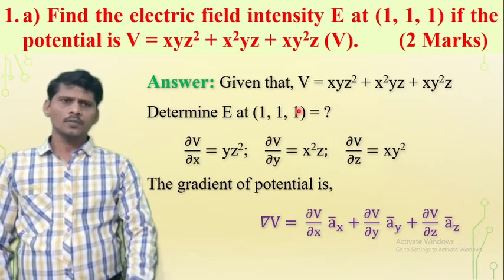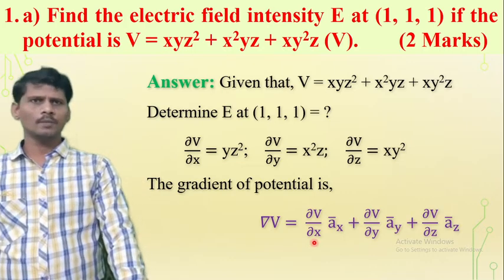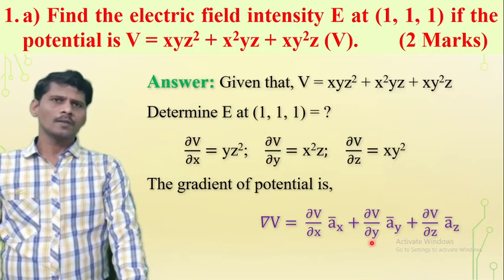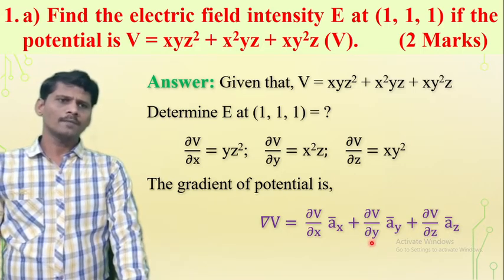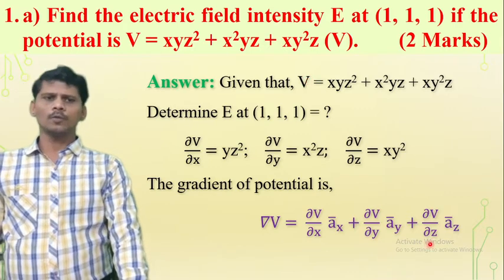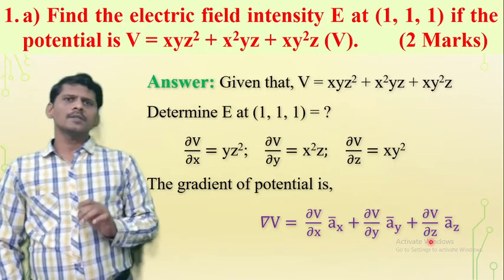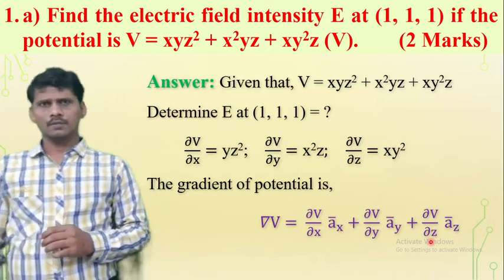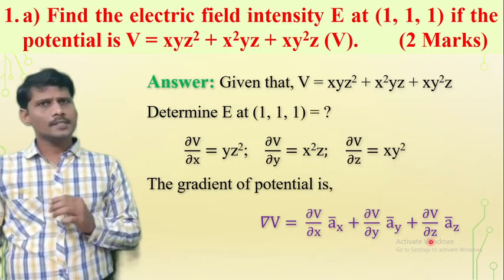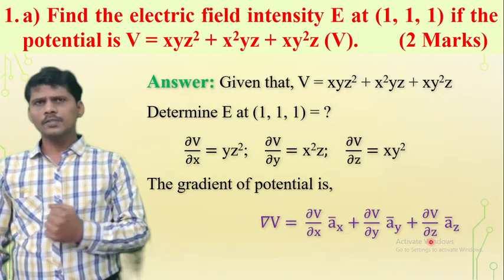So given the potential, first calculate dou V by dou x, dou V by dou y, dou V by dou z. Differentiating the given potential with respect to x, we get dou V by dou x. Differentiating with respect to y, we get dou V by dou y. And differentiating with respect to z, we get dou V by dou z. When differentiating with respect to x, the remaining parameters y and z are constants. Differentiating with respect to y, x and z are constant. Similarly, differentiating with respect to z, x and y are constant.